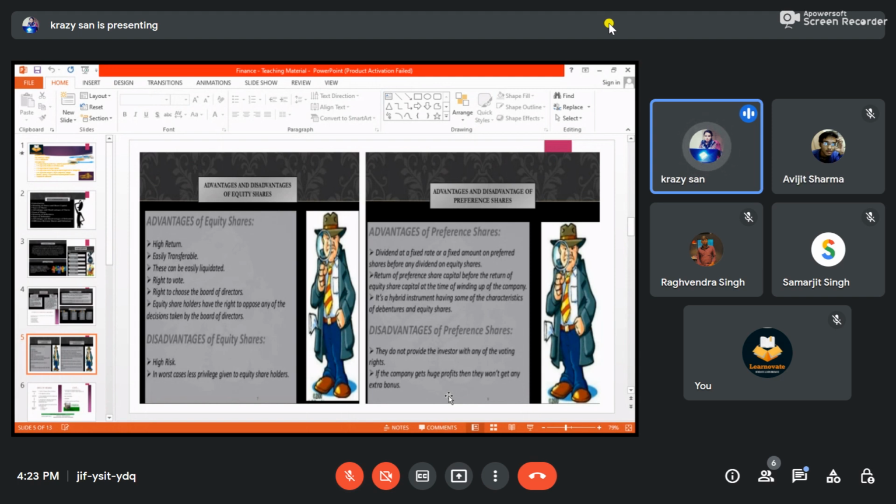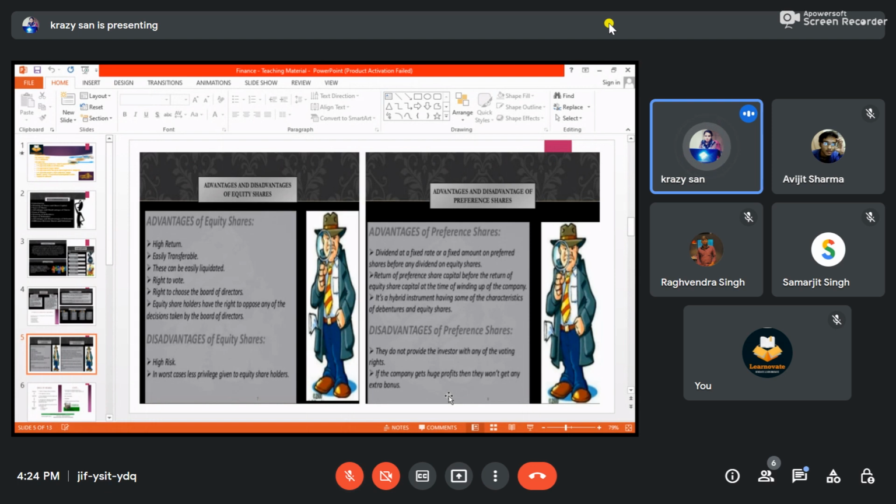Now, what are the preference shareholders' advantages and disadvantages? For preference shareholders, a dividend at a fixed rate or fixed amount is paid before any dividend on equity shares. Suppose a preference shareholder is promised 12%. Even if the company gets 500% profit, preference shareholders are only going to get the 10% or 12% that was promised. But in equity shares, if the company is in a higher range, equity shareholders obviously get the higher amount. So percentages in equity shares can fluctuate, but in preference shares they won't.